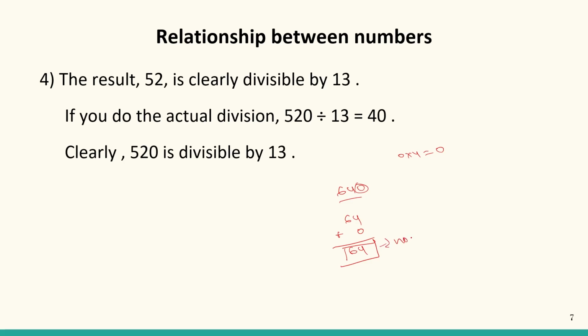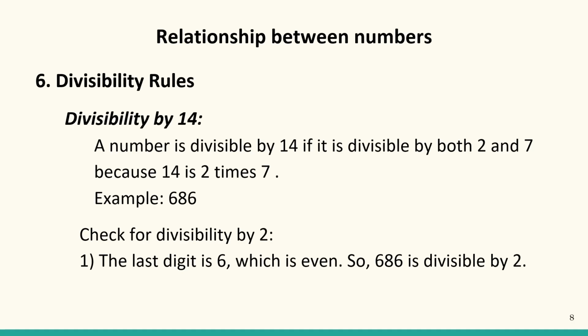So this implies that 640 is not divisible by 13. Okay, let's check the divisibility rule for 14, that is whether a number is divisible by 14 or not. So if a number is divisible by 14, it is divisible by both 2 and 7.